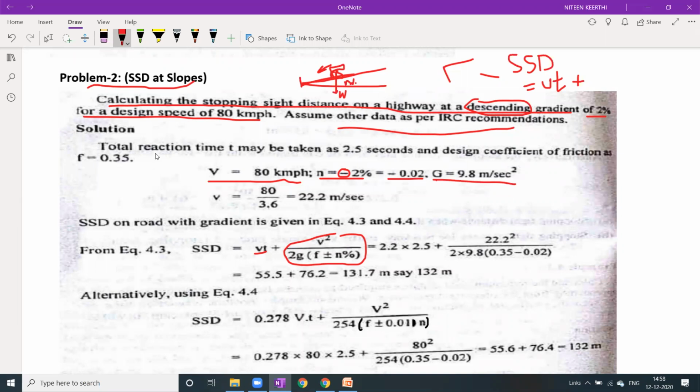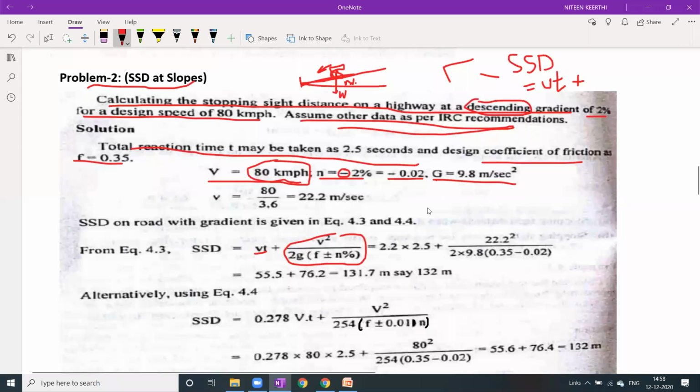That is the total reaction time. You can assume it, since he said assume other data as per IRC recommendation. So total reaction time may be taken as 2.5 seconds, and the coefficient of friction as 0.35. Why 0.35? Since he has given capital V, design speed, as 80 kmph, and as per the table I discussed earlier, for vehicles with a design speed of 80 or more, you can take it as 0.35.